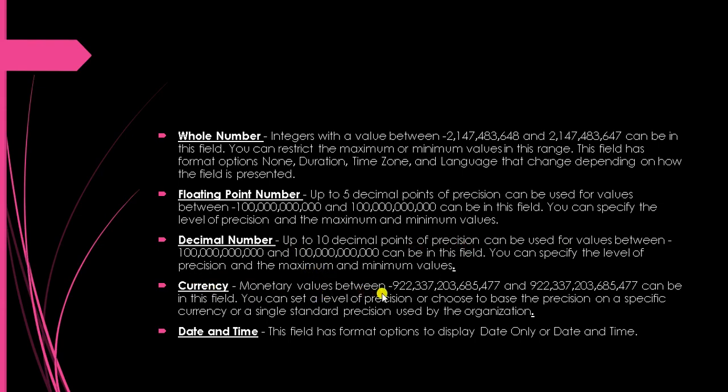Currency: monetary values between these values can be added into the field. If I want to calculate something, or show any money related values or any amount, the currency field is used. Date and time is specific to display date only or date and time both. So the date and time field is used in that way.